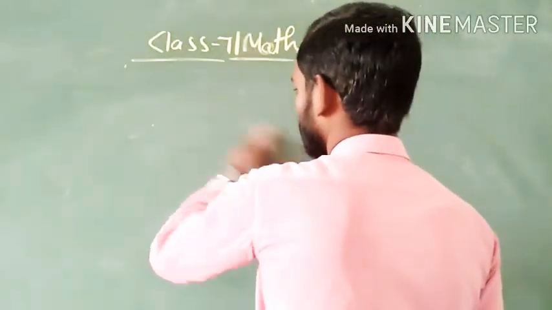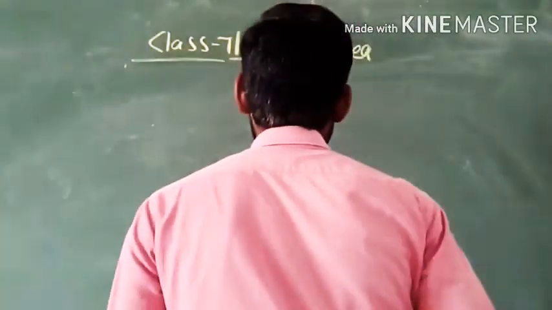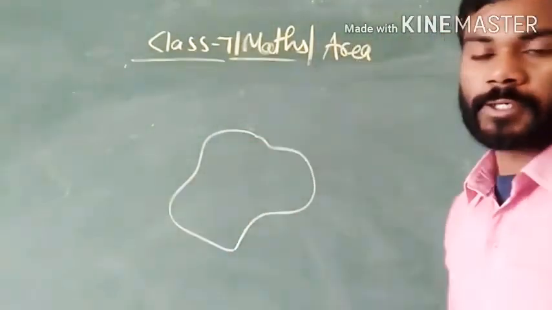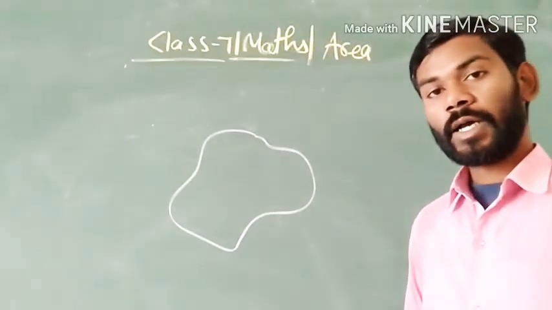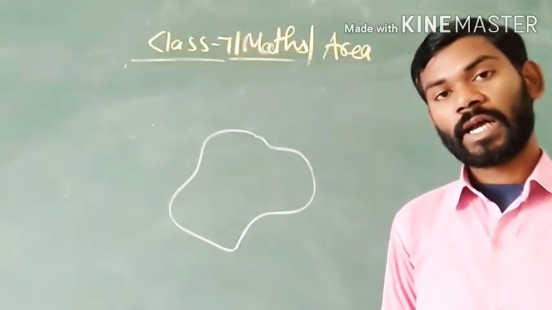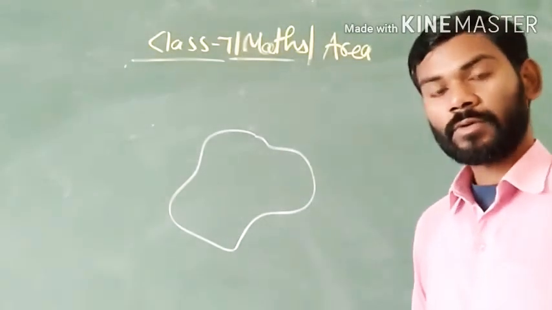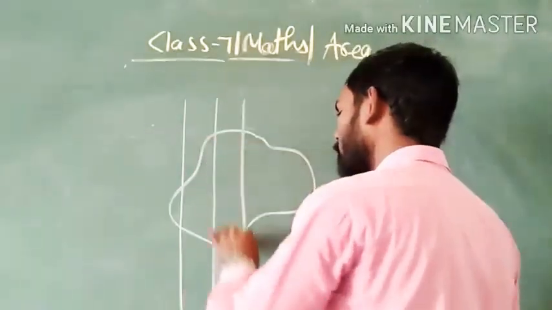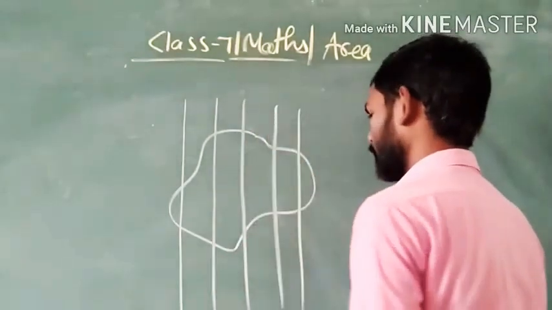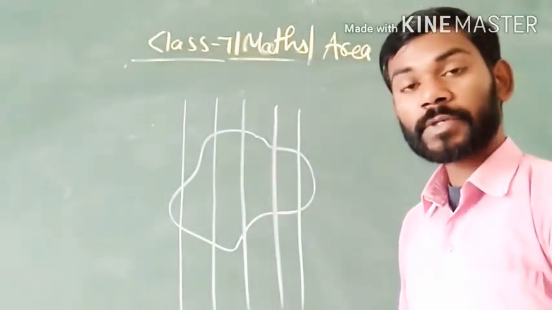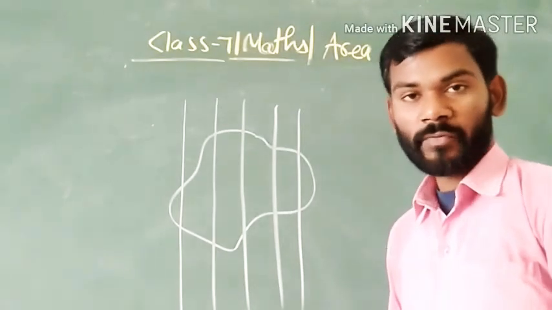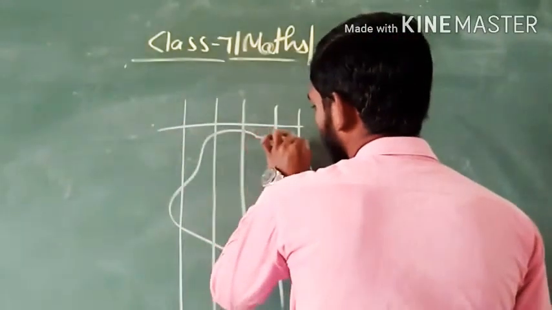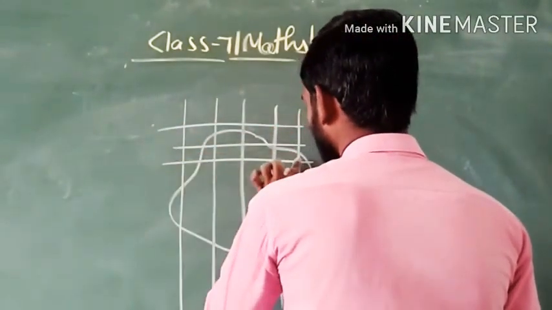So in that case, just suppose that this is an irregular figure, and in order to get the area, we shall divide it into a number of small squares. As the squares become smaller, the accuracy of the area increases. Okay? So we shall divide it into small squares like this.